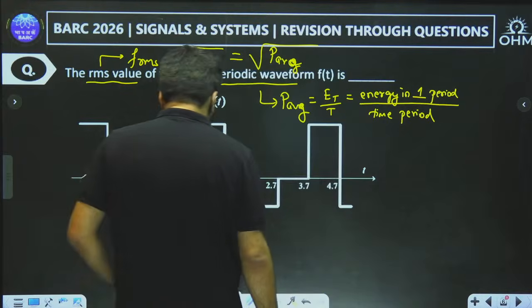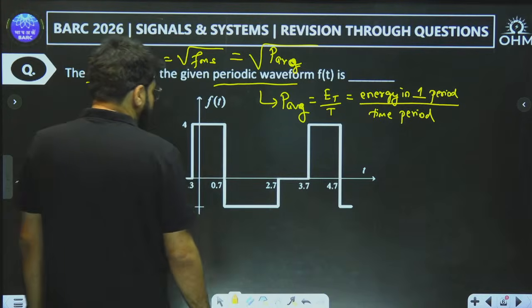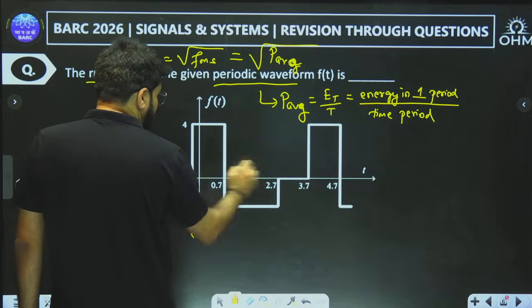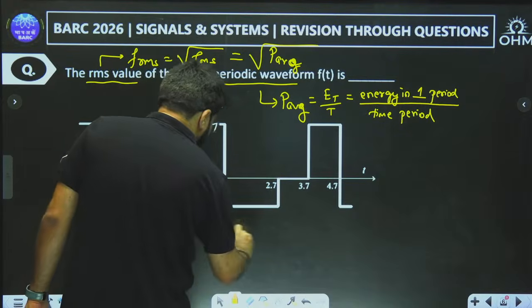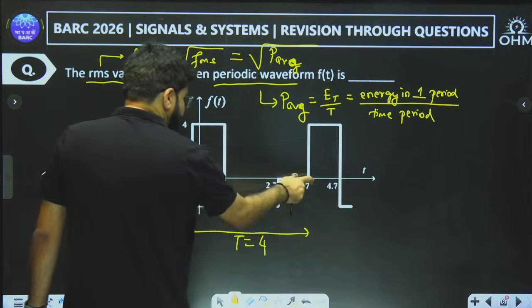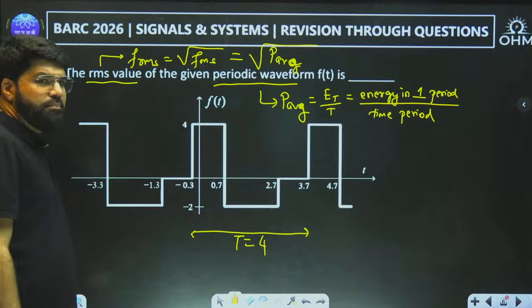Okay, how much is the time period here? If you mark from the beginning of this positive cycle at minus 0.3 and then the next positive cycle at 3.7, this becomes the time period, with 0.3 on this side and 3.7 on this side. Okay, the time period is 4.